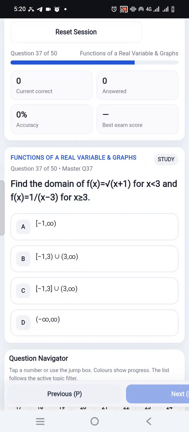Hello everyone, welcome to this video. I'm starting from where we stopped in our last class. We stopped at question number 37 under functions of a variable and graph.